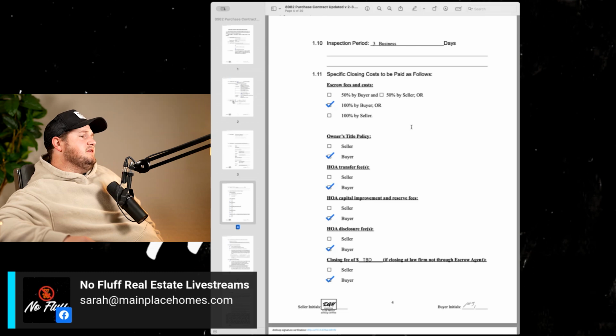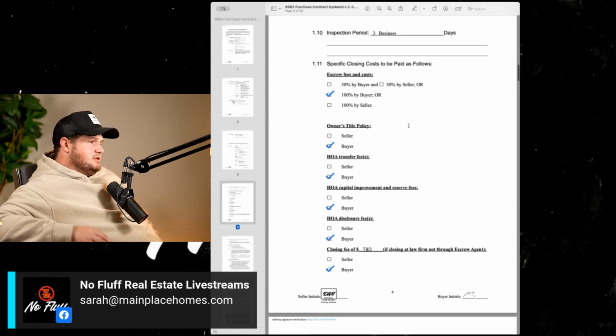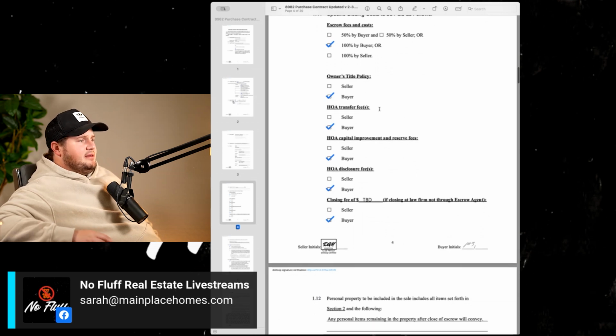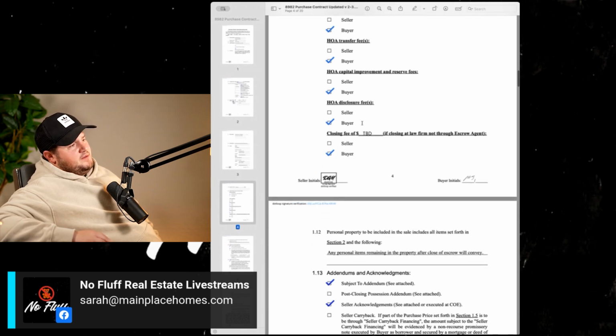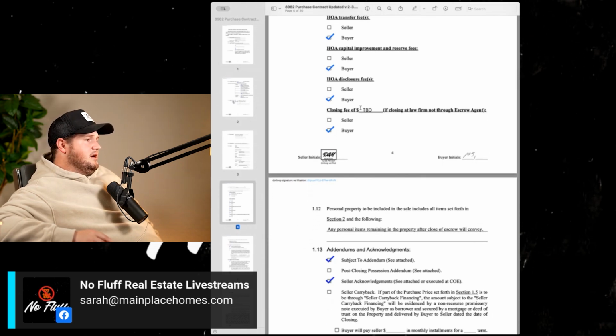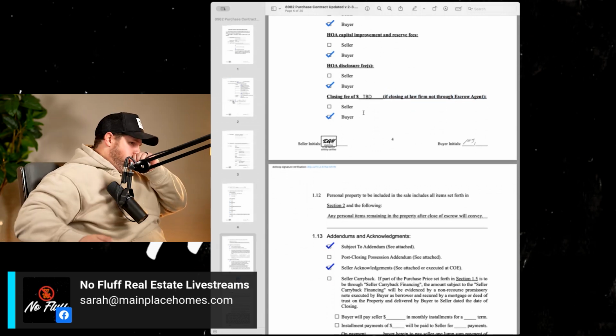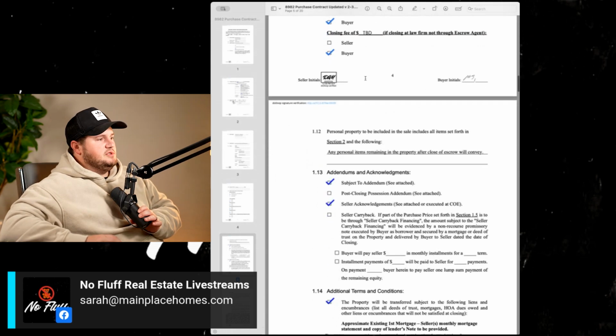Okay. So specific closing costs to be paid as follows. Okay. And this is where you really sell it to the seller or the seller's agent. You're letting them know, hey, escrow fees and costs, 100% by buyer. I'm paying all that. Owner's title policy, 100% by buyer. I'm paying that. HOA transfer fees, I'm paying it. HOA capital improvement or reserve fees, I'm paying it. HOA disclosure fees, if there is one, I'm paying it. Closing fees, to be determined if closing at law firm, not through escrow agent. Like that's up to me. I don't know how much it's going to be, but that is up to me to pay. All right. So that's important.